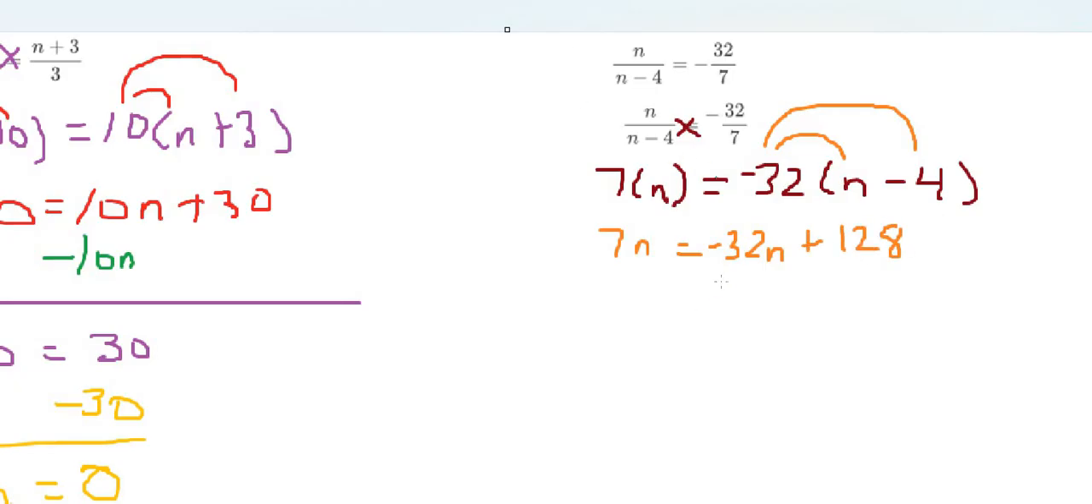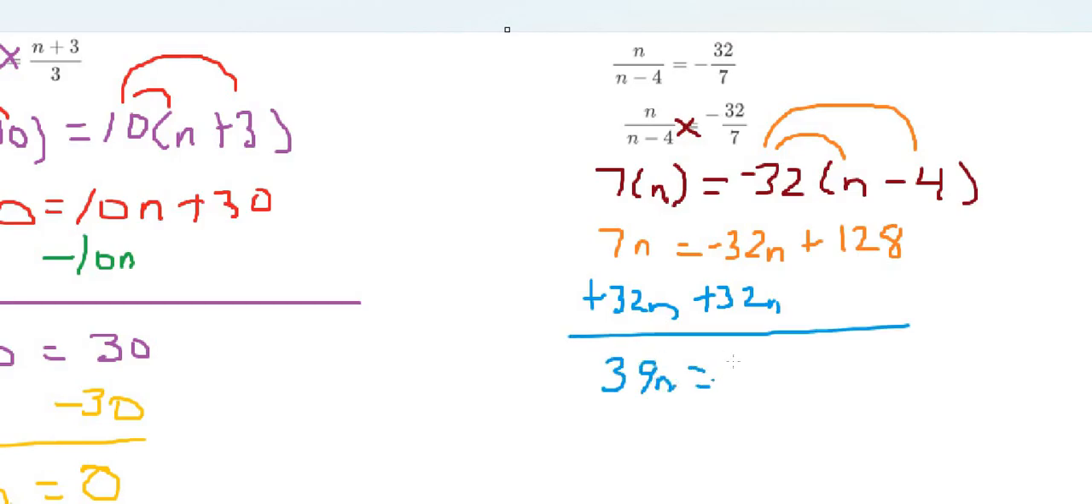Then again, I like to get all my n's to one side, so the opposite here of a negative 32n is a positive 32n, so I'm going to add 32n to both sides. And it's going to give us 39n equals 128.